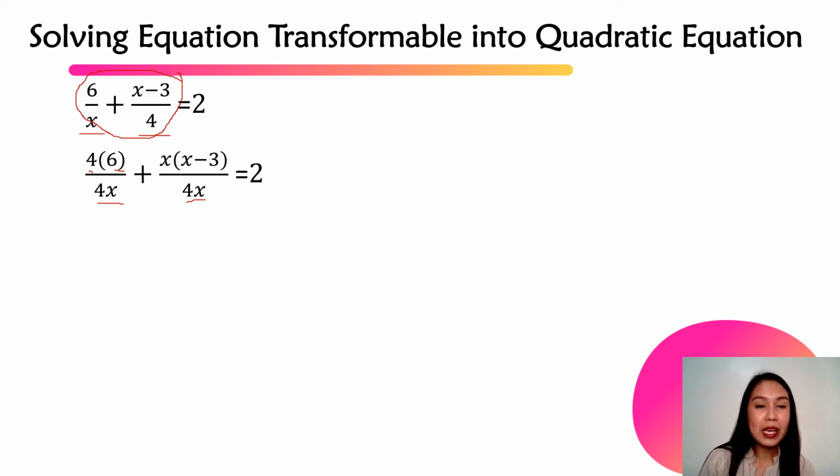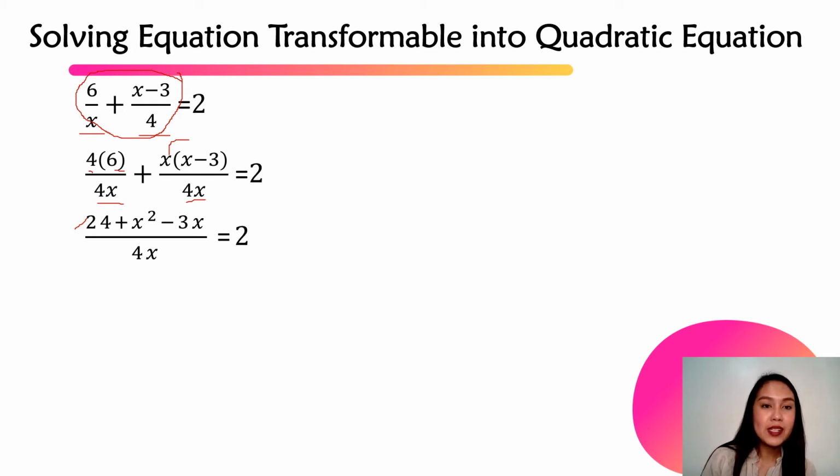Now, if we apply multiplication on the numerator, we'll have 4 times 6 gives you 24. Distribute x to x minus 3. So x times x gives you x squared, and x times negative 3 is negative 3x. That's all over 4x, which is the same denominator for the two addends, equal to 2.